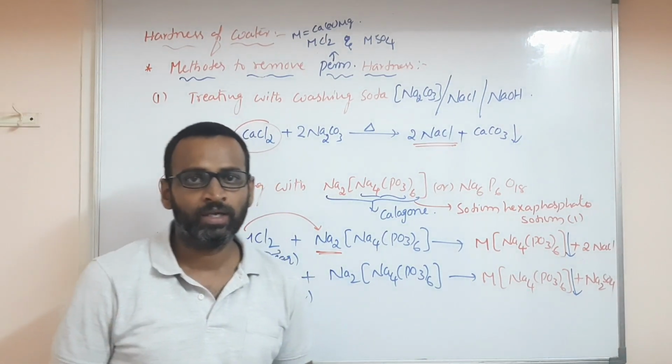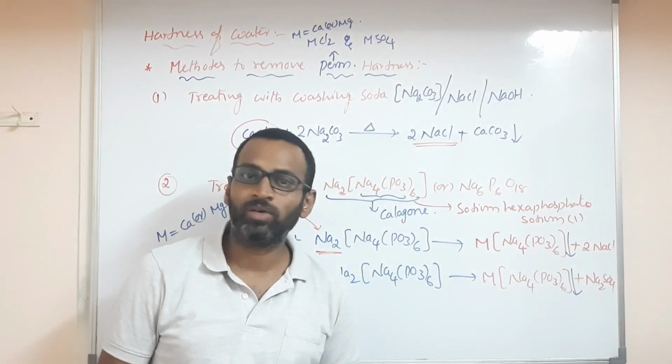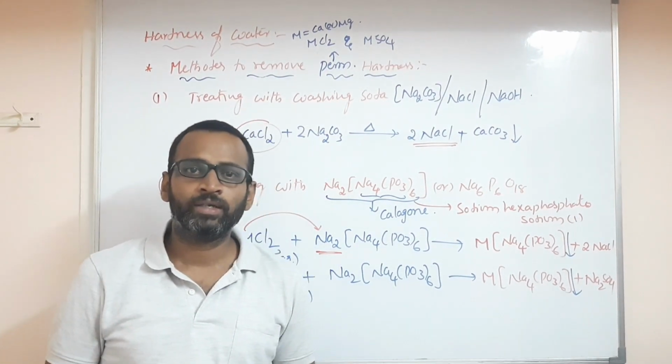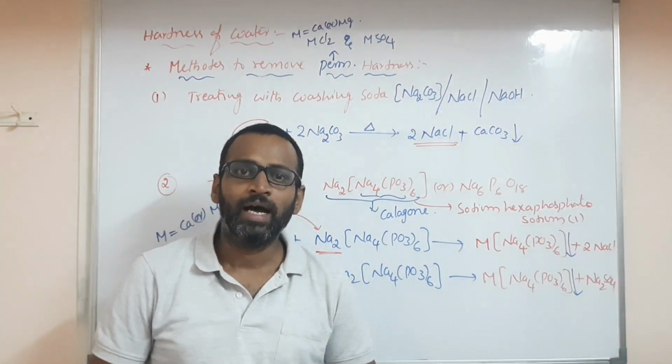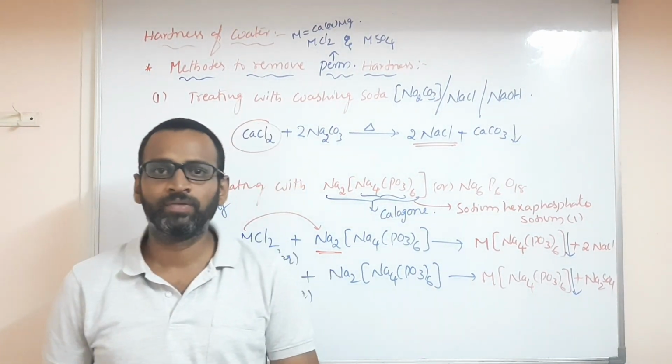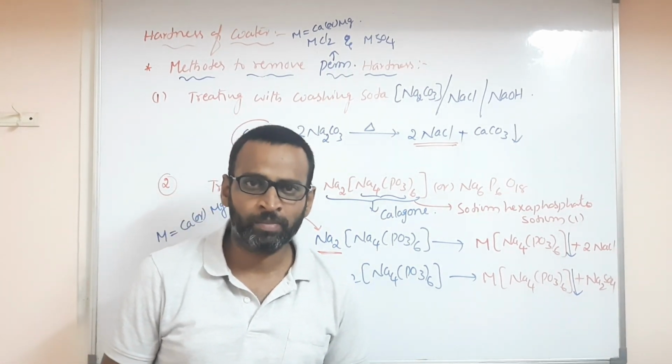So in our next class, we have one more method, that is the ion exchange method. The zeolite process, or permutit process we call, and the ion exchange process we have. Okay, so both we will discuss, and we will finish hydrogen peroxide also.